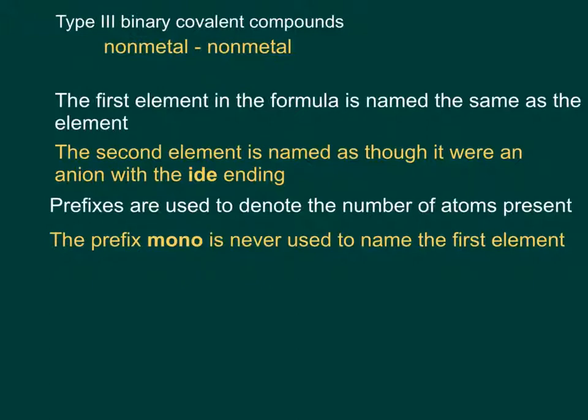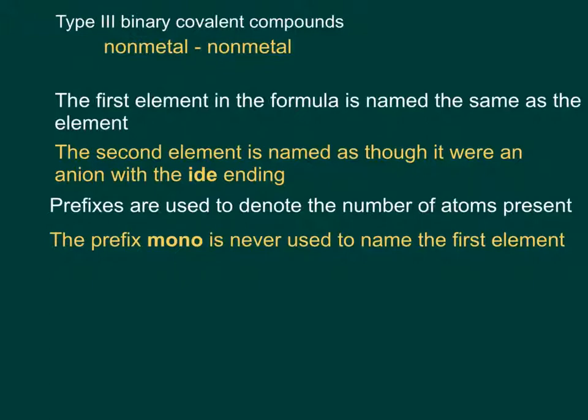Now, naming them is somewhat similar to Type 1s and Type 2, but there are some differences. To begin with, the first element in the formula is named as the element. So if you have carbon, you just name it carbon. Or if you have oxygen, you would just name it oxygen. It's that straightforward. The second element is named as though it were an anion, and you're going to have an IDE ending. We're all familiar with the chloride, the oxide, sulfide. You'll have that kind of ending on the second element.